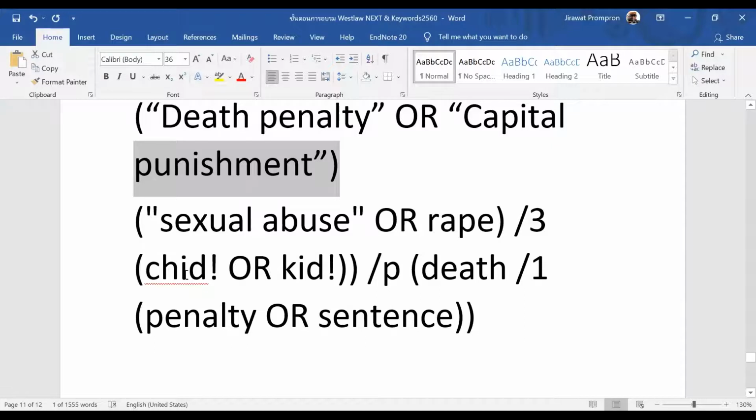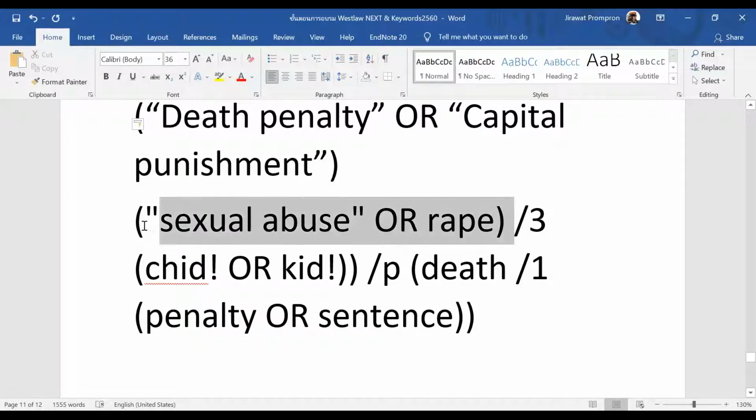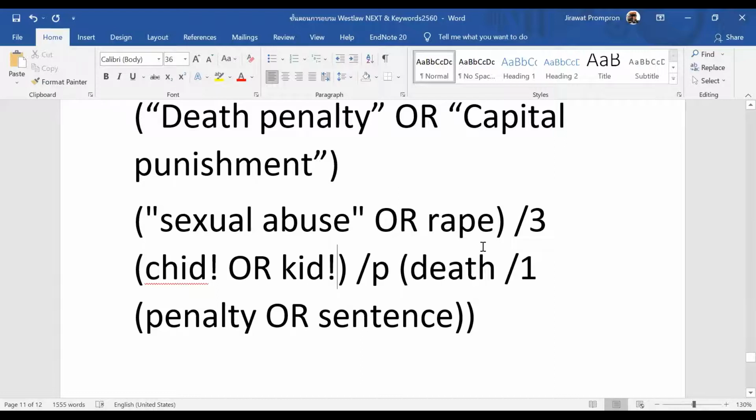And you look at that, brackets or parentheses just tell Westlaw to start searching this group first, child first. Then child or this first, and select P with days. Days means you look at that, death penalty. You don't need death penalty.